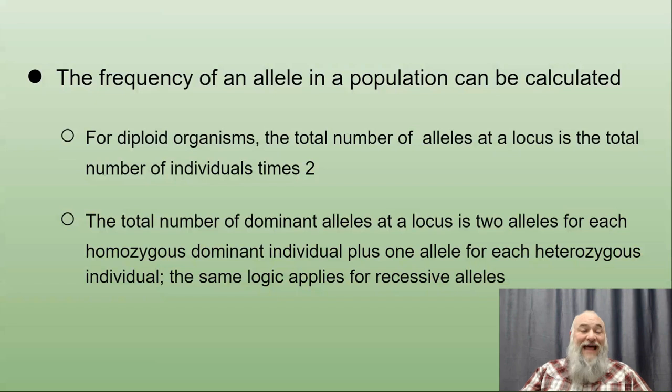The total number of dominant alleles at a locus, or for a gene, is two alleles for each homozygous dominant individual, okay? So that would be the two big R's, right? Or homozygous recessive, two little r's, and one allele each for a heterozygous individual. They'll have a big R and a little r.